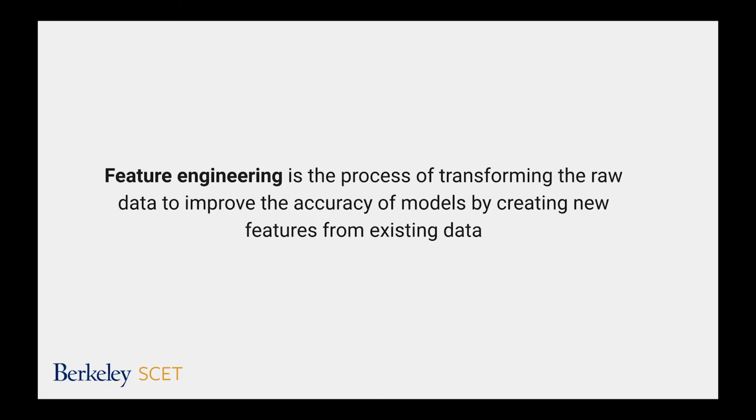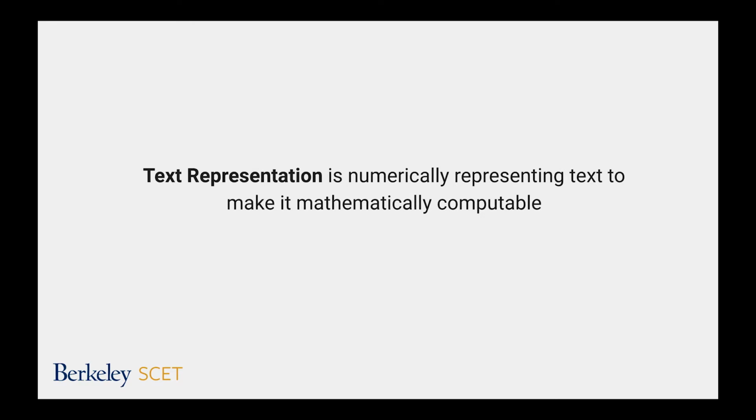Feature engineering has a very broad definition, and it's a process of transforming the raw data to improve the accuracy of models by creating new features from existing data. For NLP, the new features that we're creating are numerical data. So we're taking the raw data, which is textual, and transforming it into numerical features. This leads us into the definition of text representation, which is numerically representing text to make it mathematically computable, for example when you're putting this data into machine learning models. As you can see, these two definitions for NLP are very intertwined.